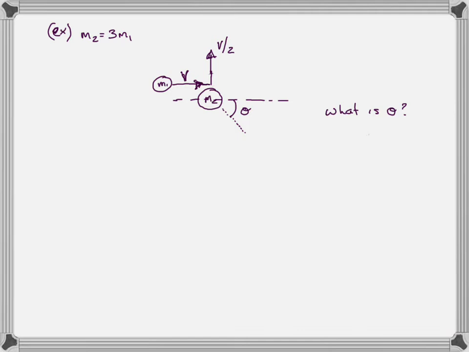Well, it's a collision on a frictionless surface, so it must be momentum conservation. Is energy conserved? It is a bouncing collision, but I did not say it was an elastic collision, so we don't know if energy is conserved. We cannot assume energy conservation unless you're told it's an elastic collision. All we're told is it's bouncing, but we do know momentum is conserved. The total initial momentum is the total final momentum.